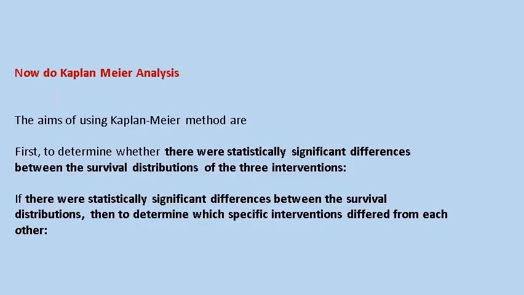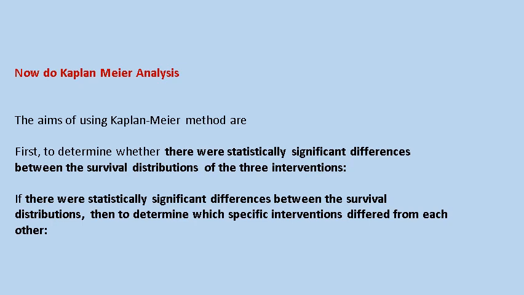The aim of using Kaplan Meier analysis are first to determine whether there were statistically significant difference between survival distribution of the 3 intervention. So we will be calculating survival distribution, observing survival distribution of 3 intervention, namely hypnotherapy program, nicotine patch program, and e-cigarettes. Okay, then we are checking if the survival distribution is significantly different or not.